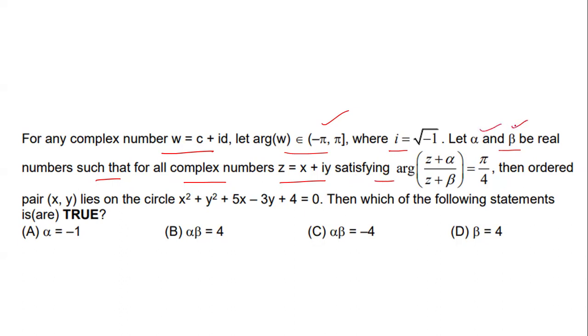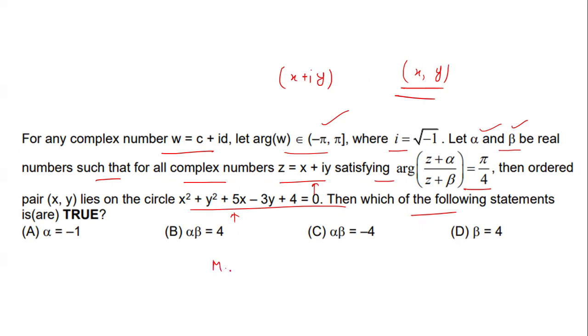So alpha and beta are real numbers and z is a complex number which is x plus iota y, and they satisfy this property: argument of (z plus alpha) divided by (z plus beta) is equal to pi by 4. And this x plus iota y is a complex number, so this x comma y pair lies on this circle. So the x and y coordinates satisfy this property, they lie on this circle. Then we have to tell which options are true based on the values of alpha and beta.